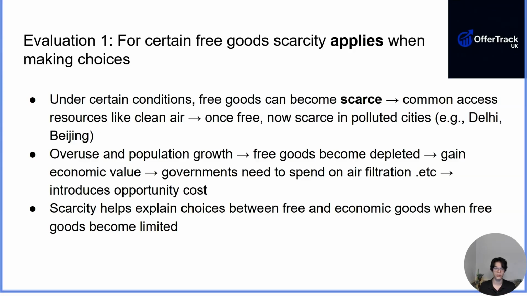So this depletion and degradation has led to the government being forced to spend billions on regulation, air filtration systems, and public health responses. This introduces a significant opportunity cost, because that money could have been spent on healthcare, education, or other priorities. In other words, we're now paying for something that used to be free. So, linking back to the question, this shows that scarcity can explain the requirement to make choices, not just between economic goods, but also for free goods as well. Because under certain conditions, free goods can become scarce.